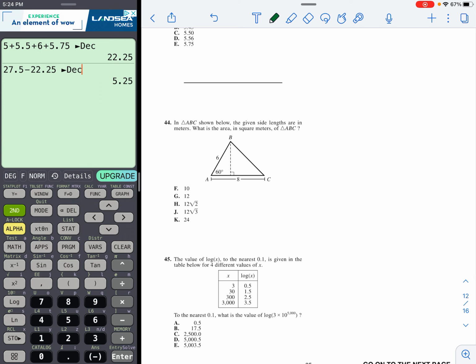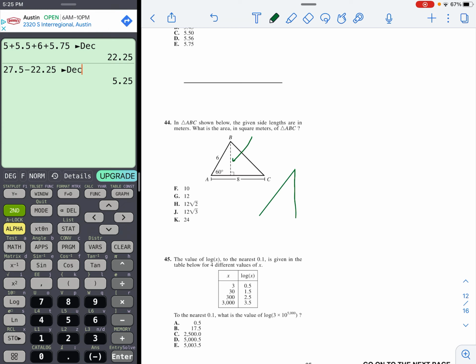The given side lengths are in meters. What is the area in square meters of ABC? Okay, this one really helps to know, I can't quite figure out, I don't think it's essential, particularly if you use sine, cosine, tangent, but it's really helpful to know your 30, 60, 90 triangles here. If we are able to figure out this height, we'll be able to figure out the whole thing.